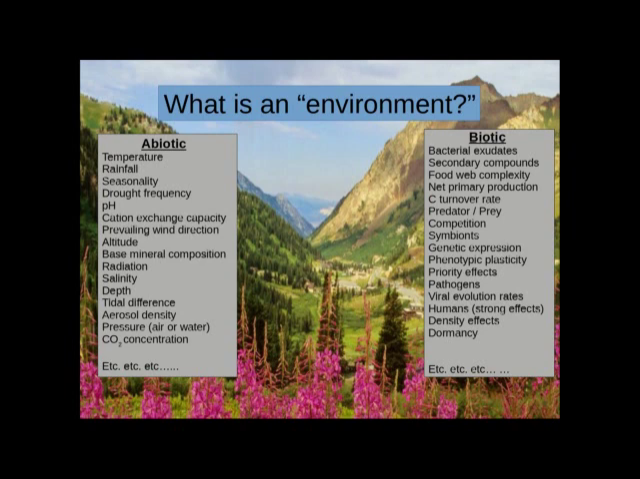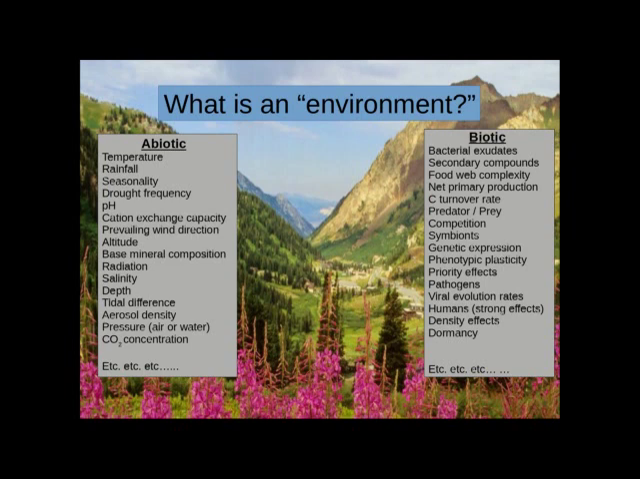Okay, but it involves other stuff too, like seasonality. Does this particular spot on Earth have strong differences between seasons? How frequent are droughts? All right, what's the pH of the soil? How about the cation exchange capacity? What about 1 meter over from there? Is it different? Okay, so how heterogeneous is the soil? How heterogeneous is the water? Okay, we can look at altitude, mineral composition, the bases in the soil, solar radiation, salinity, depth, aerosol density, air pressure, CO2 concentration, stuff you probably don't think about when you just look at a picture.